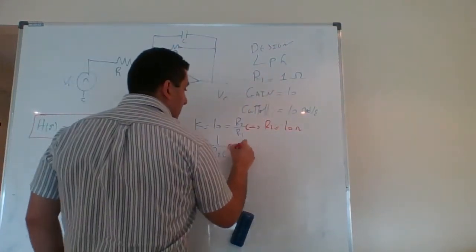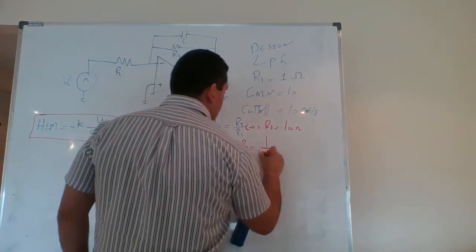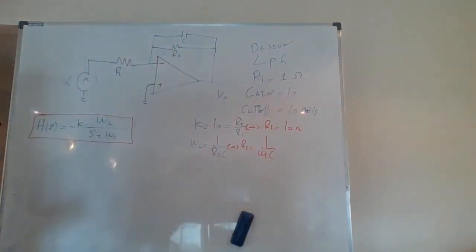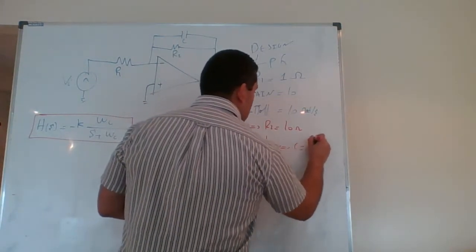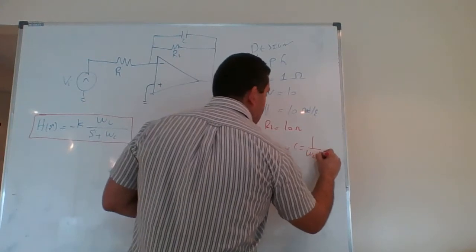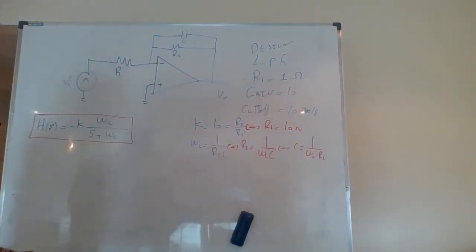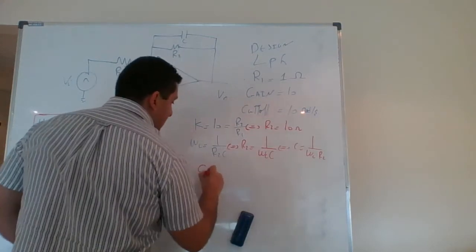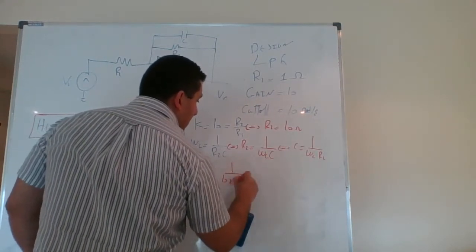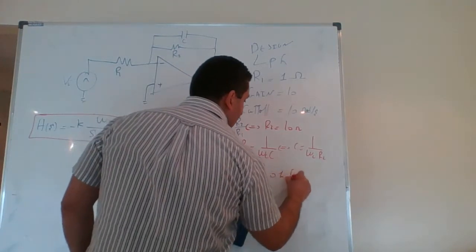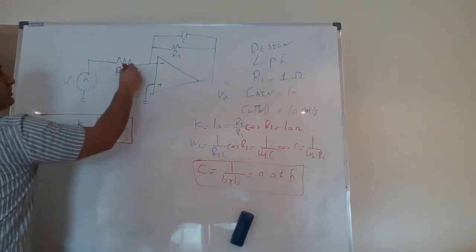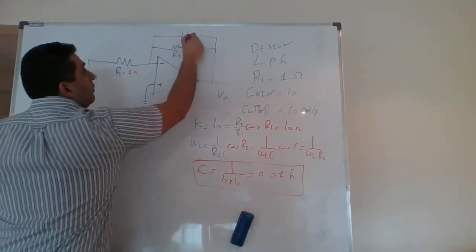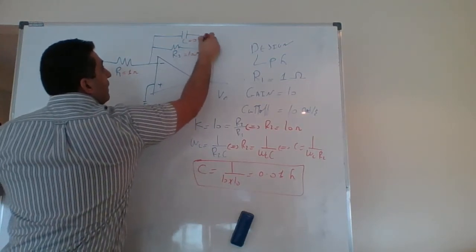From this one, I have R2 equal to 1 over omega C times C. Correct? Which also gives me C equal to 1 over omega C R2. So C, the capacitor, is equal to 1 divided by 10 times 10, which is 0.01 farad. To sketch the circuit, this is 1 ohm, this is 10 ohm, this is 0.01 farad.